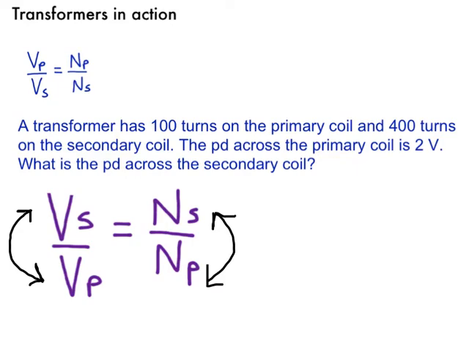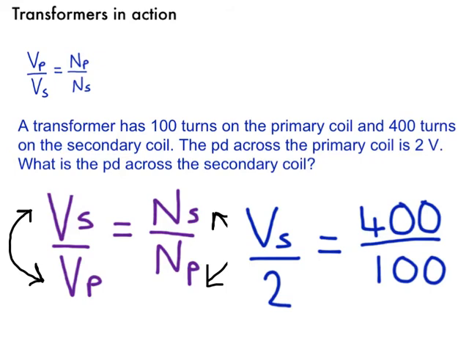Whereas before I had the primary voltage over the secondary voltage, I've just swapped those two round, so now I've got the secondary voltage on top and the primary voltage on the bottom, and the same thing has happened for the number of turns. I've just switched those two round there. Now I've got the thing I want on the top, I can start to put in some values that I know for my equation.